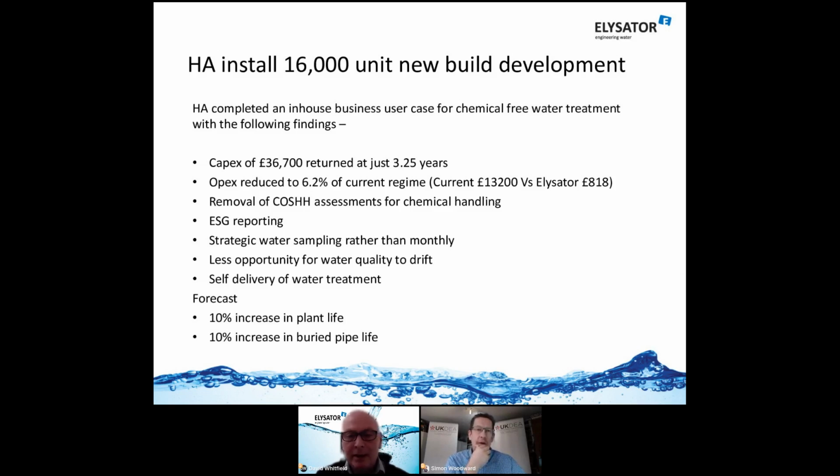And then you only need to sample if you have a problem from your corrosion monitor. Less opportunities for water quality drift. It's easy to maintain, and it's one of their reasons for adopting this, because it's a phased development, and every time they bring a phase on, they're no longer going to have the problems of cleaning that phase, getting it ready. They can just introduce it to the network, and the LSATA will maintain and deal with whatever new water comes into the system. And their forecast is 10% increase in plant life, 10% increase in buried pipe life.